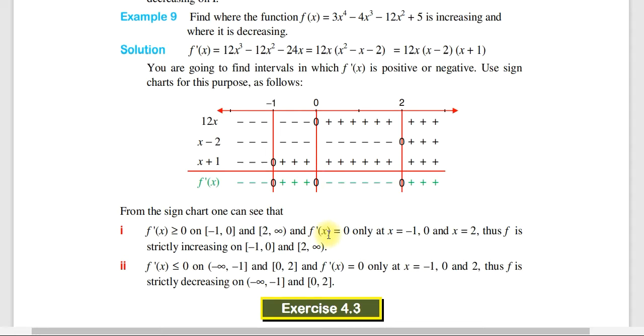and f prime at x equal to 0 only at x equal to minus 1 and 0.